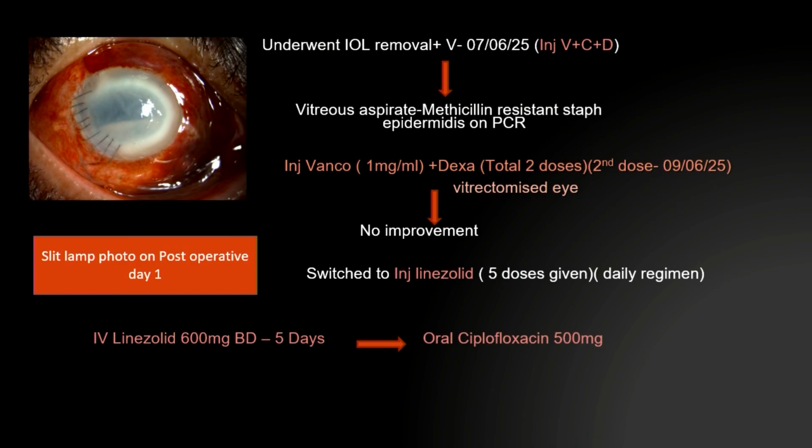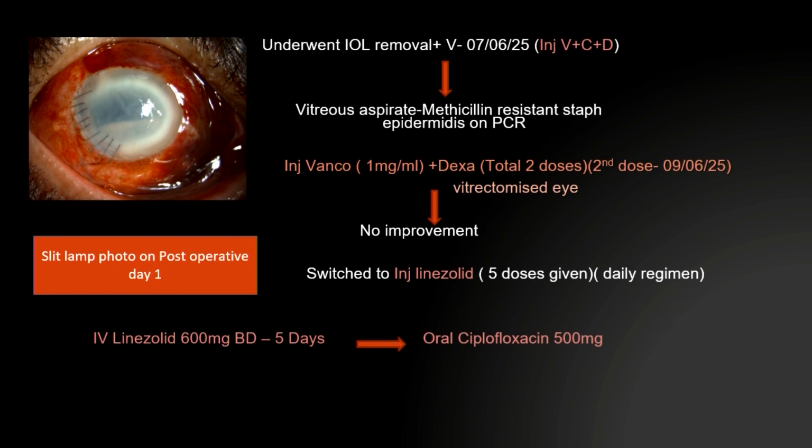As soon as the patient presented, he underwent IOL removal and vitrectomy. In the same sitting, injections of vancomycin, ceftazidime, and dexamethasone were given, and the vitreous aspirate was sent for PCR. Following that, a second dose was given after a 1-day gap: injection vancomycin and dexamethasone. So this was a vitrectomized eye then. There was no improvement, and the vitreous aspirate showed methicillin-resistant Staphylococcus epidermidis. In total he had taken 3 doses, including the first dose in the other hospital.